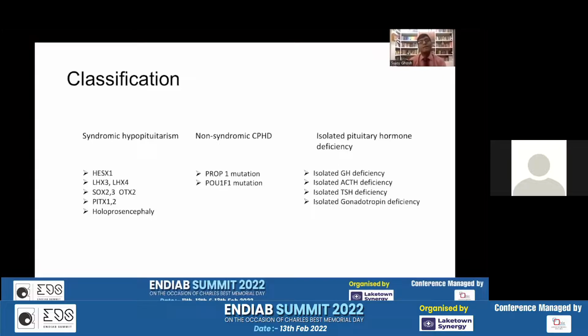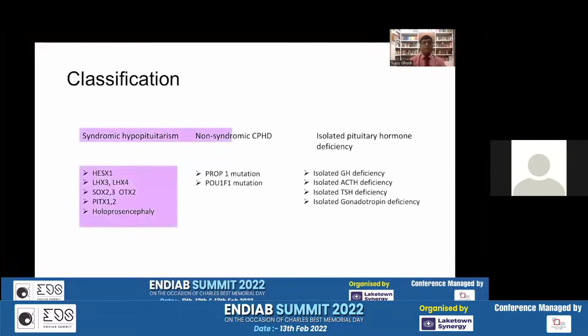So if you classify congenital panhypopituitarism, you can think of them as syndromic hypopituitarism, non-syndromic combined pituitary hormone deficiencies, or isolated pituitary hormone deficiencies. Because we are talking predominantly of panhypopituitarism, we could probably talk more about the first 2 groups rather than the isolated ones.